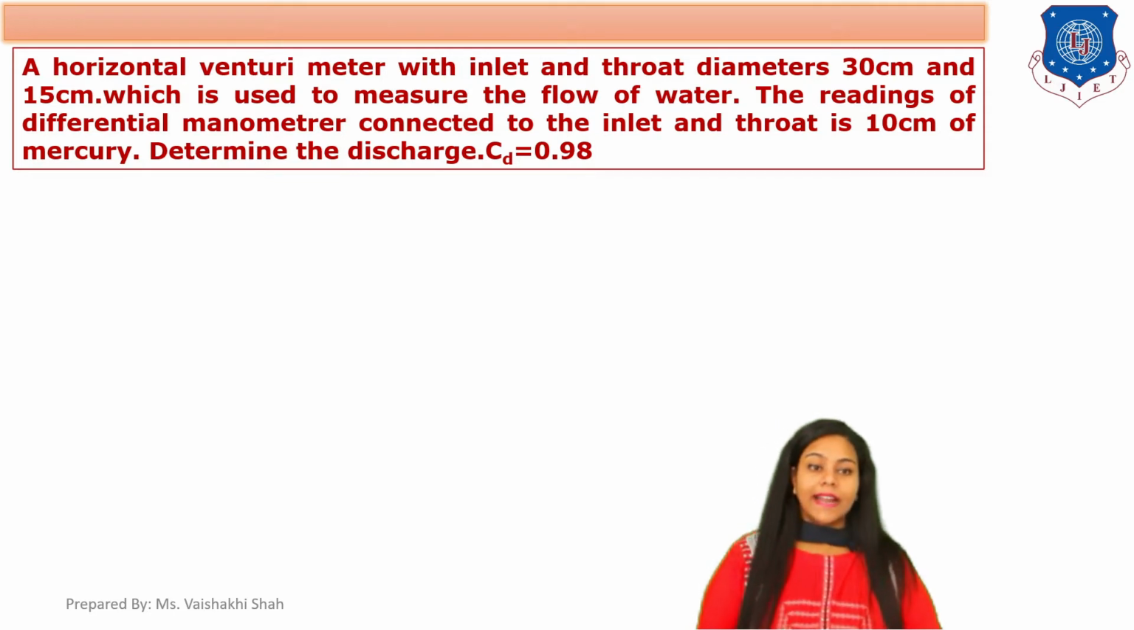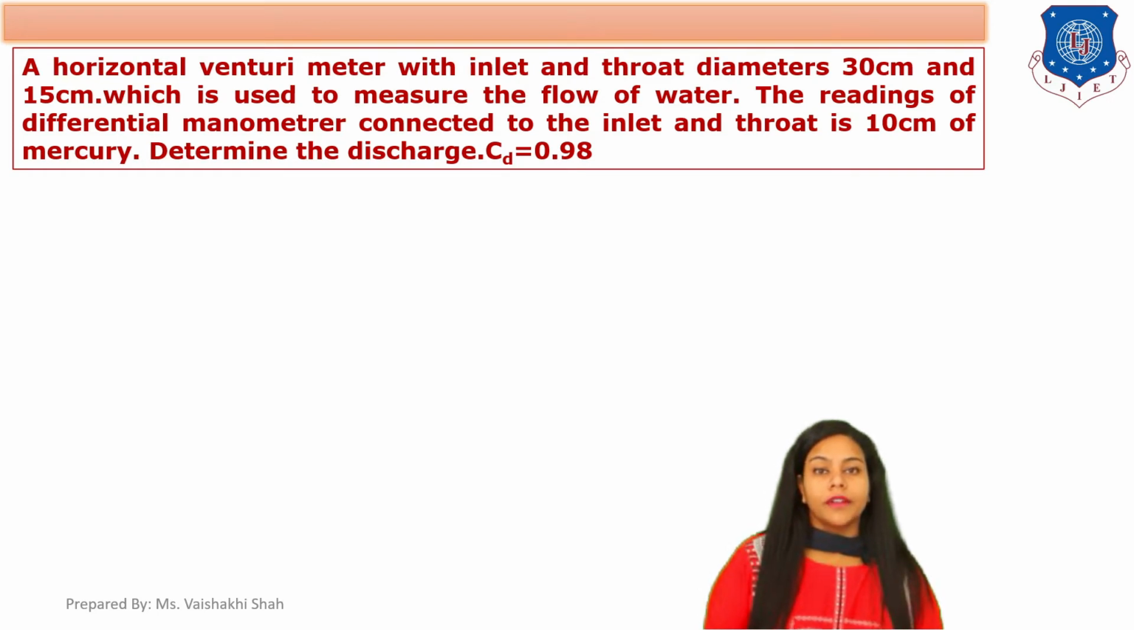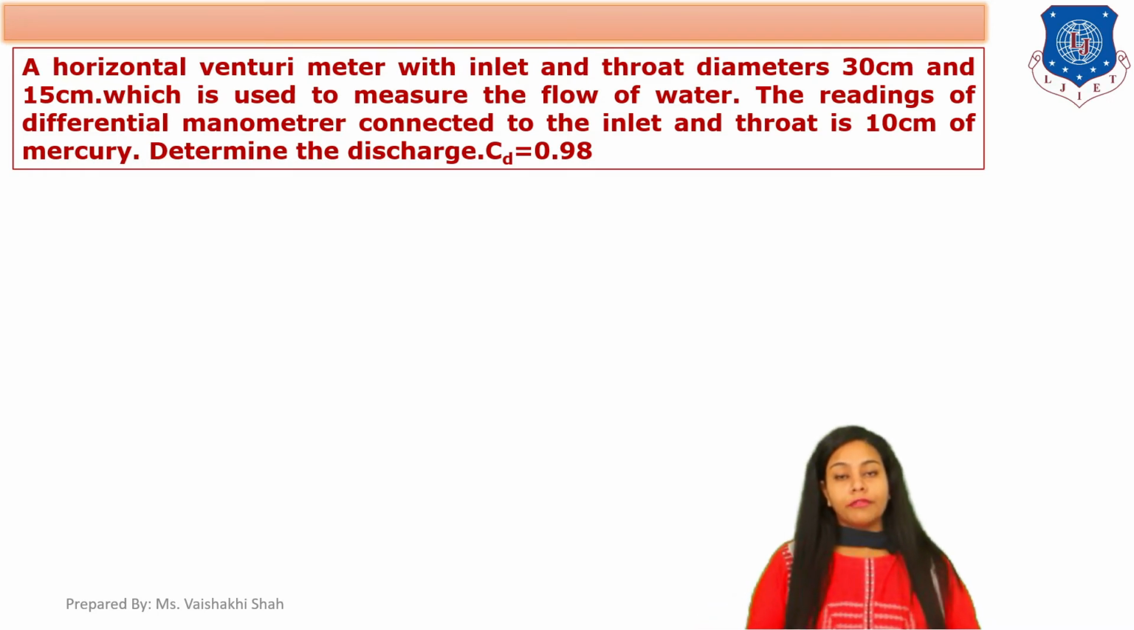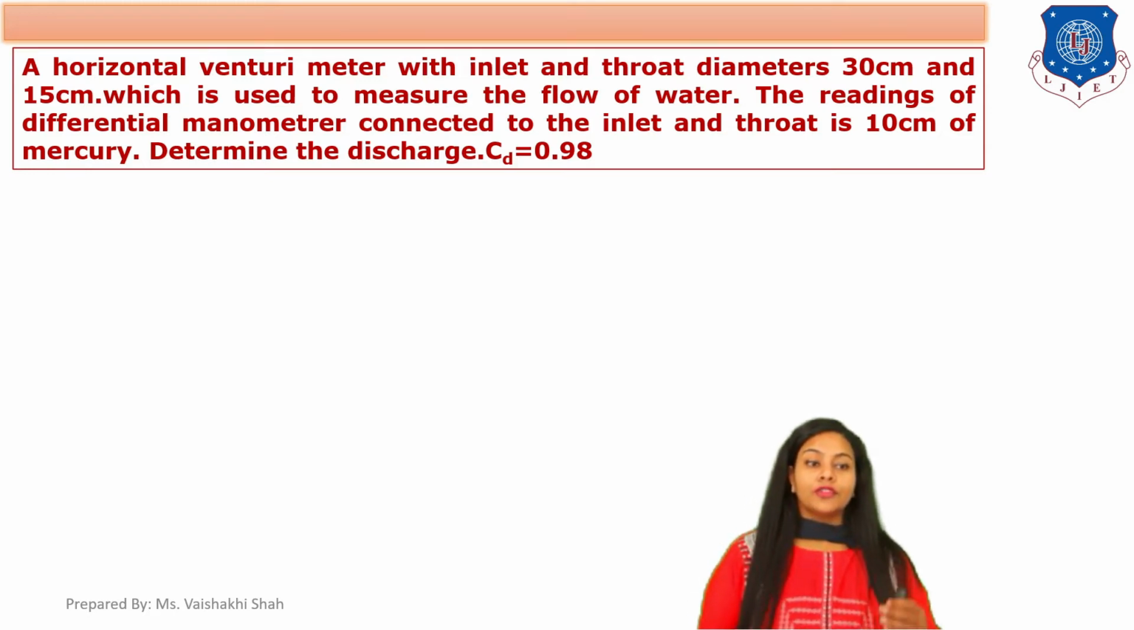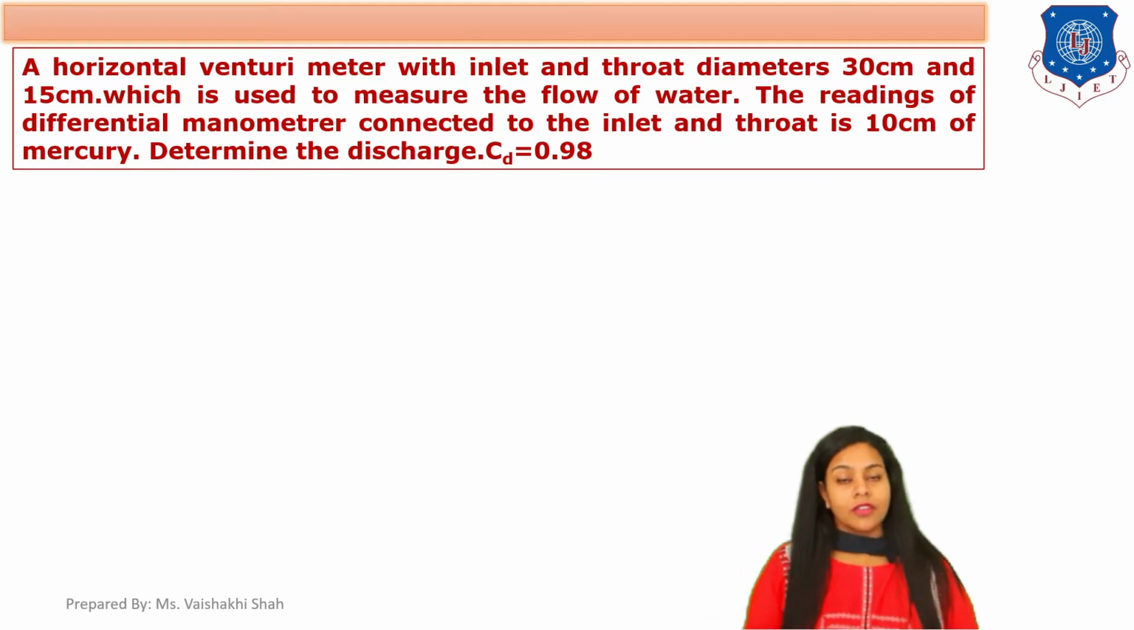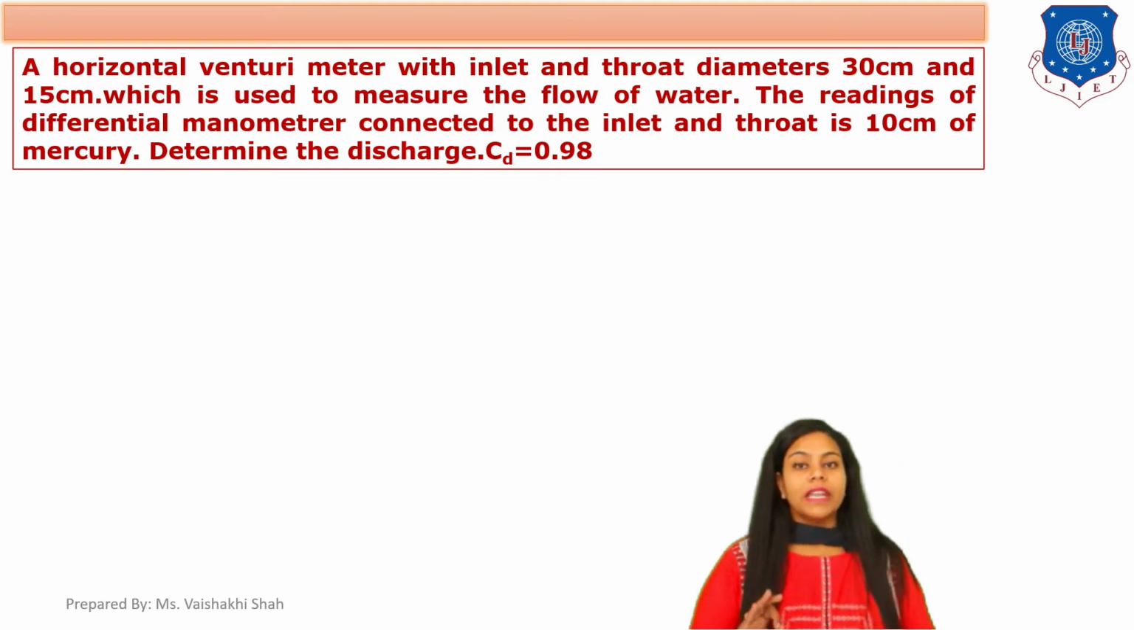Now we will solve some examples based on Venturimeter, where our first example is a horizontal Venturimeter with inlet and throat diameters of 30 cm and 15 cm, which is used to measure flow of water. The reading of differential manometer connected to the inlet and throat is 10 cm of mercury. Now determine the discharge. CD equals 0.98.